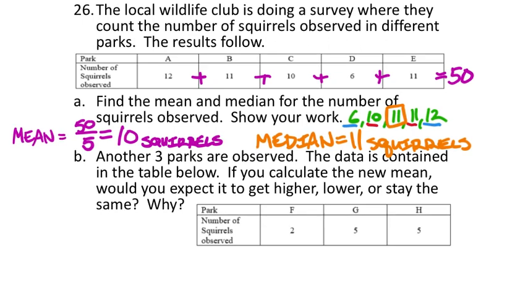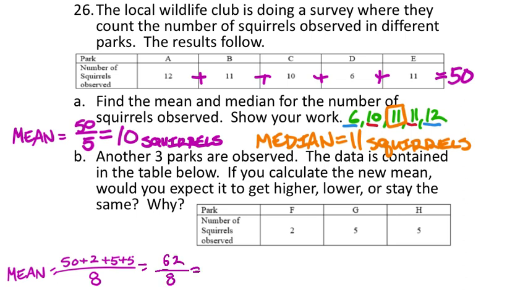Actually, for me, all I'm going to do here is take the original sum, so I don't have to actually add those again. And that original sum was 50. And I'm going to add these 3 new values, which is 2, 5, and 5. But now when I divide, I'm going to divide by 8, and this will give us a new mean. So when I add those values together, looks like we get 62, all divided by 8.